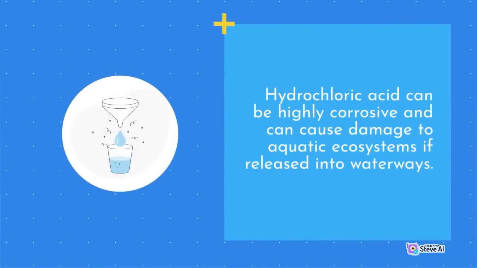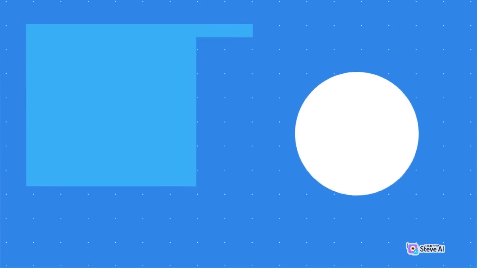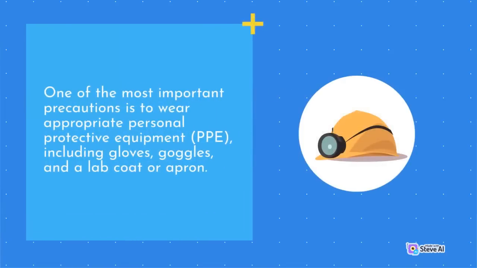Hydrochloric acid can be highly corrosive and can cause damage to aquatic ecosystems if released into waterways. It is important to follow proper safety procedures and disposal protocols when working with hydrochloric acid to minimize its impact on the environment. One of the most important precautions is to wear appropriate personal protective equipment, including gloves, goggles, and a lab coat or apron.